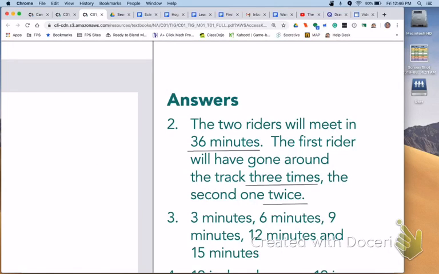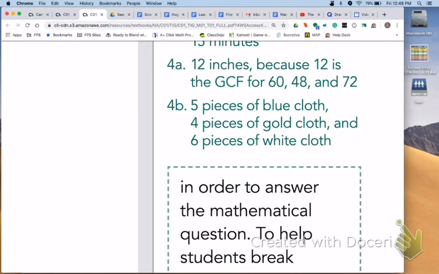the times that the experiments will need to be checked at the same time would be every 3, 6, 9, 12, and 15 minutes. For number 4, the greatest possible length is 12 inches because 12 is the GCF for 60, 48, and 72. And for number 4, letter B, we are going to have 5 pieces of blue, 4 pieces of gold, and 6 pieces of white cloth.